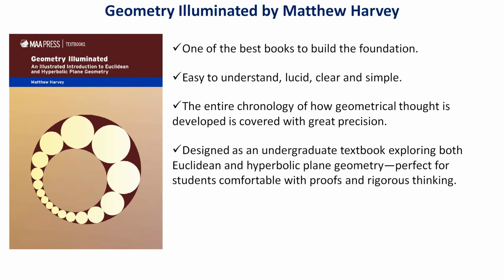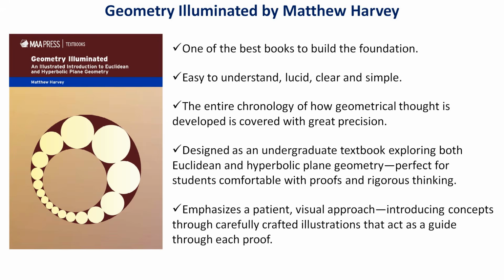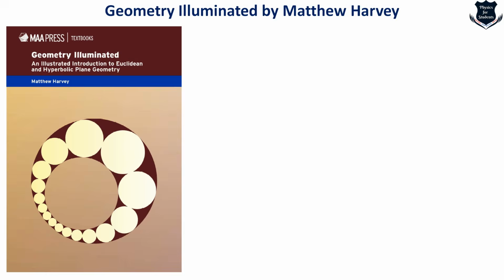It is designed as an undergraduate book, so you can start with the basic Euclidean geometry, then go into things. And it is also very good for those students who are comfortable with proofs and rigorous thinking, and it emphasizes a visual approach. So a lot of visuals are being defined, and a lot of illustrations makes the thing very, very clear. How is the book arranged?